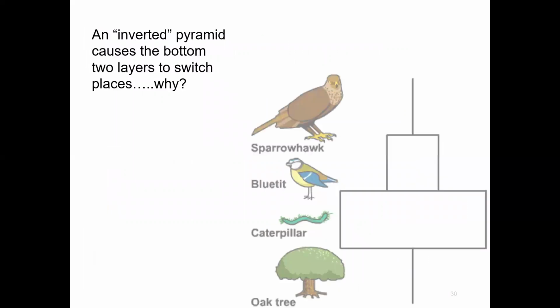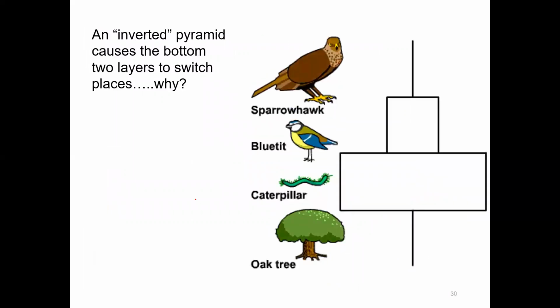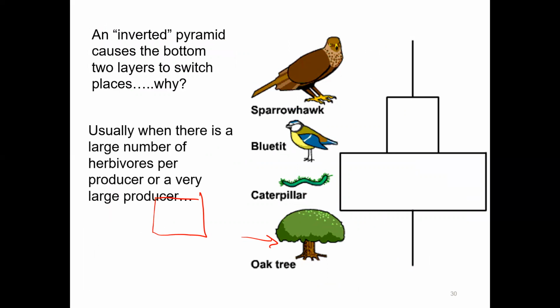However, sometimes you get an inverted pyramid. What would happen if we had, in one area, one oak tree, and then we counted all the herbivores on it? Well, there'd be way more herbivores on the one oak tree. So we get this inverted pyramid. And you will get this in marine systems as well, which I want you to read about. Usually it occurs when there is a large number of herbivores per producer, or a very large producer. The large number of herbivores per producer is found in marine ecosystems. And again, you'll do a reading assignment on that.